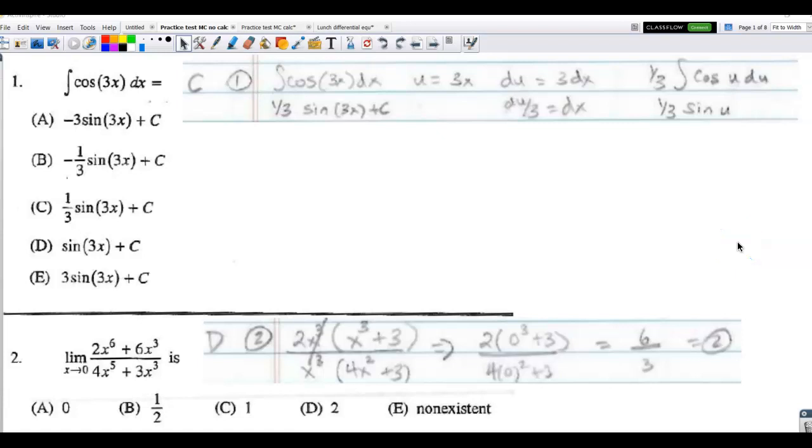So this is a multiple choice practice test that College Board put together a few years ago. I don't know if it's a released version of one of the international ones. It's a few years old, but it's still worthwhile.